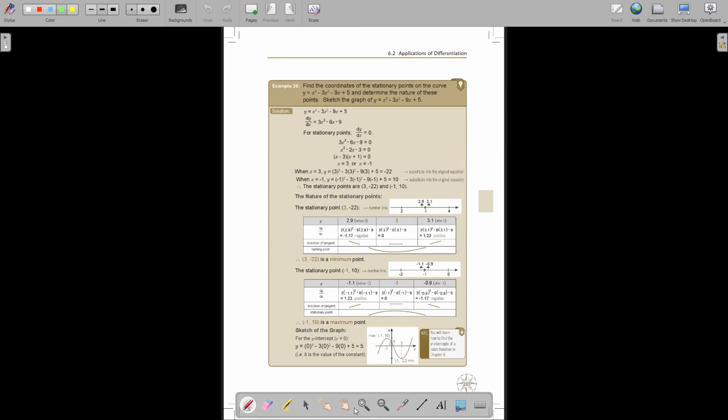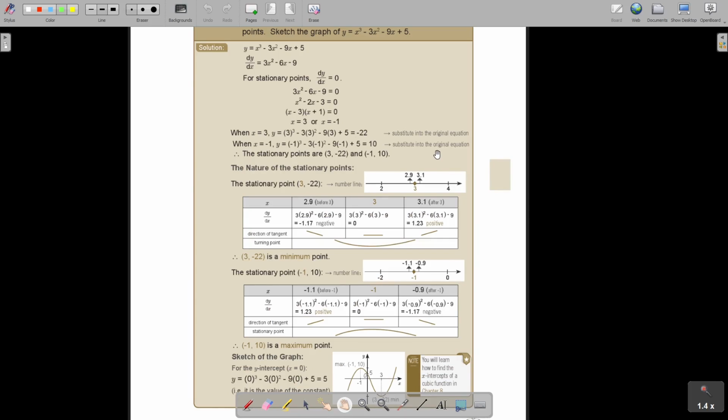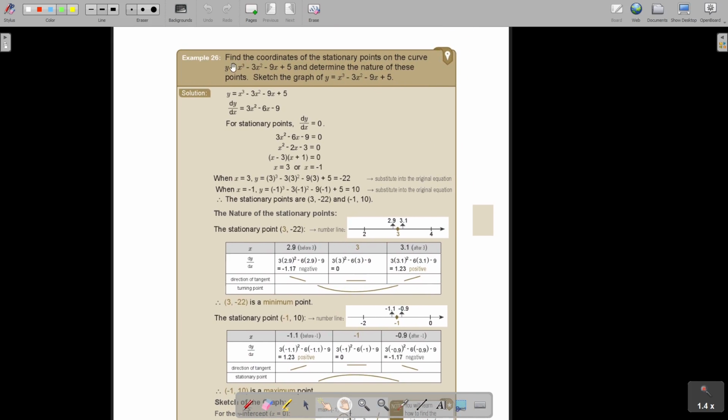This is just to help you with stationary points. So if you look here, find the coordinates of the stationary points of the curve and determine the nature. No, they didn't ask the nature. So always what I do is I just differentiate. And then after I differentiate, I put it equal to 0. That's a very important point. And then I simplify the equations. And then I take the values and put them in the original equation. So substitute in the original equation to get the stationary points. Okay, that's all I want you to first see.